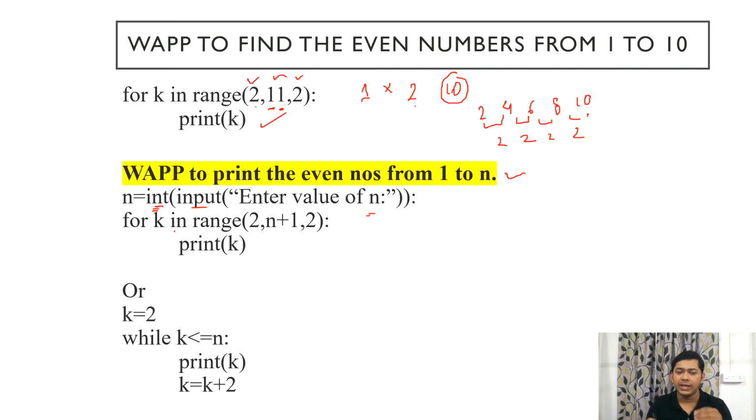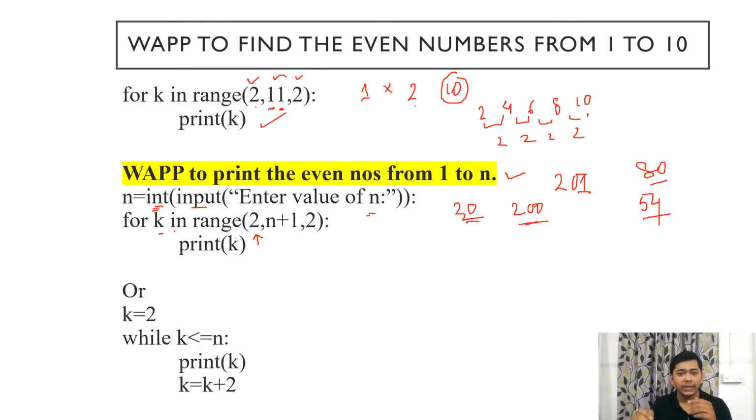Now k in range. In place of k you can take i, j, whatever, no problem. So 2. Why 2? Because 2 is the first even number. 1 is not an even number, it's an odd number. We need to find only the even numbers. That's why I am writing here 2. We do not know what the value of n is. It can be 20, it can be 200, it can be 201. We do not know. But if it is 20, 200, 80, or 54, you must remember you need to print this value. 54, 80, 220, all these are even numbers.